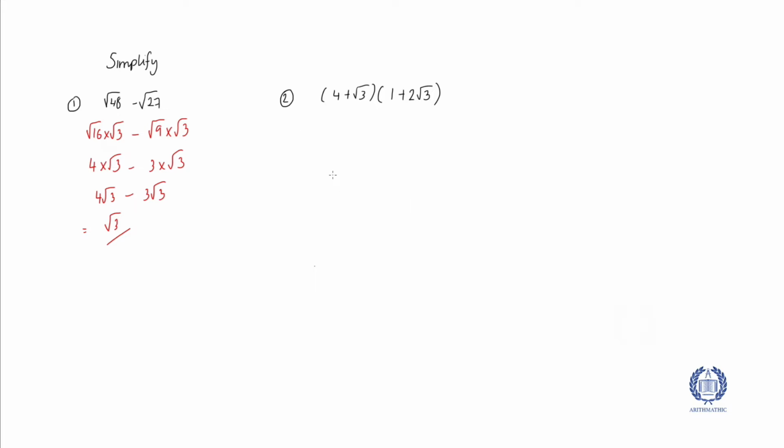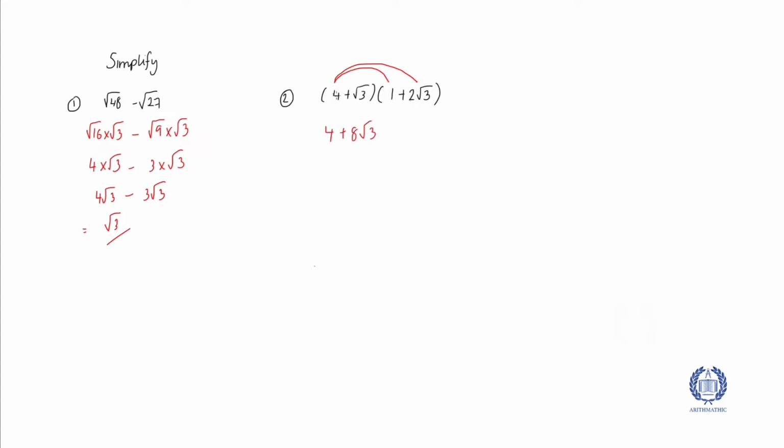Now, if we look at the second example, this is just an expand and simplify. So when you have, for example, x plus 1 in a bracket times 2x plus 3 in a bracket, and then you expand and simplify, it's the same thing. But instead here, we just have surds. We don't have algebra, but the method stays the same. So what we're going to do first is we're just going to say 4 times 1, which is 4. And then you're going to do 4 times 2 root 3. So you're going to say 4 times 2, which is 8 root 3.